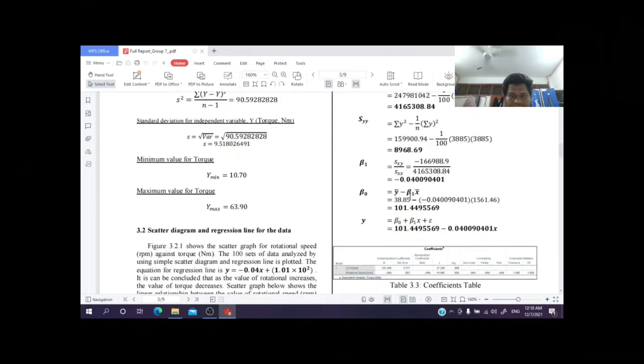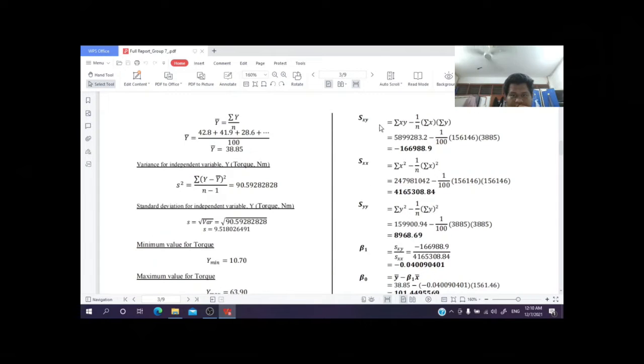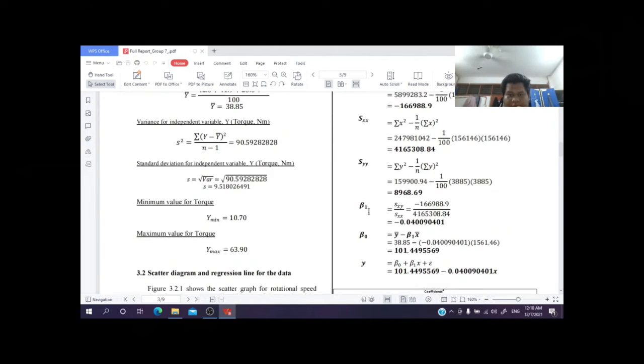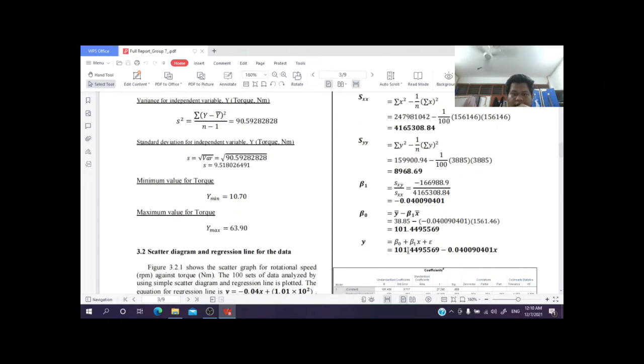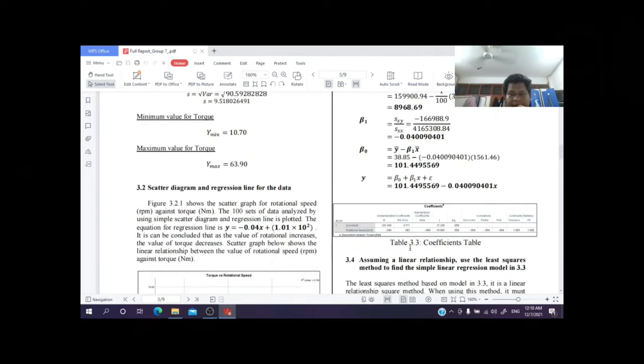So here we got here. For xy it is negative 1.66988, xx is 4165308, xy is 8968. For beta 1 it is negative 0.04, beta 0 is 101.44, and in y for the complete is 101.449. So here is the coefficient table.